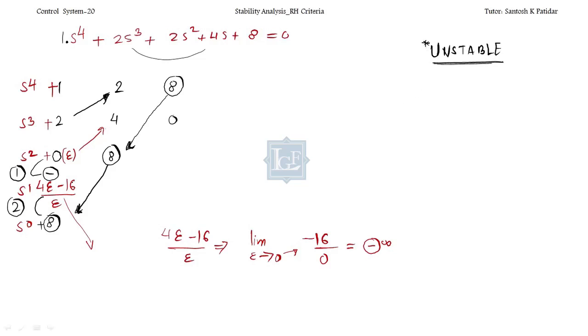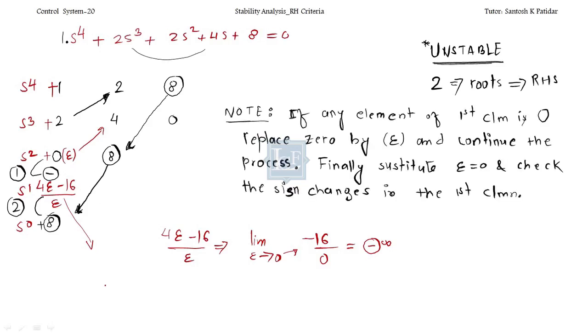How many RHS roots do you have? Exactly 2. 2 roots in the RHS of the S-plane. Correct. Now what about this 0? What does this 0 indicate over here? This is the point you have to note down.